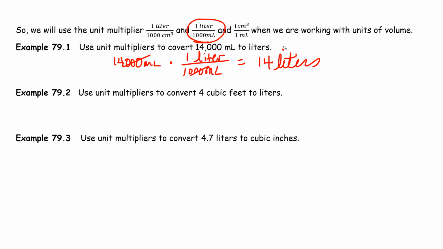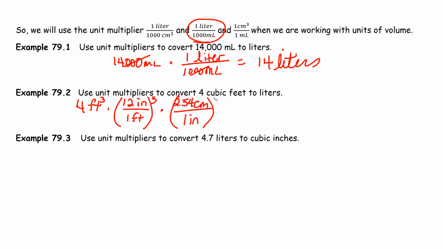Use unit multipliers to convert 4 cubic feet to liters. Okay, this is tricky. First of all, we don't have a conversion that we've memorized for feet to liters, so we've got to go through inches, to centimeters, to liters. So starting with 4 cubic feet, we're going to get this to inches by saying that there are 12 inches in 1 foot. And we're going to have to do that 3 times to cancel out the cubic feet. So now we are at cubic inches and we need to get to centimeters. We know that there are 2.54 centimeters in 1 inch.